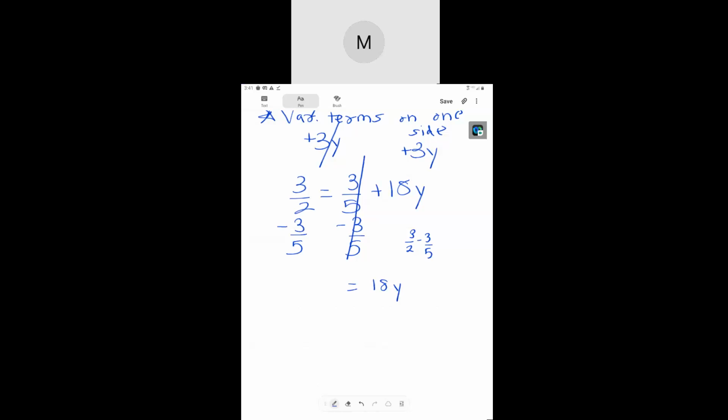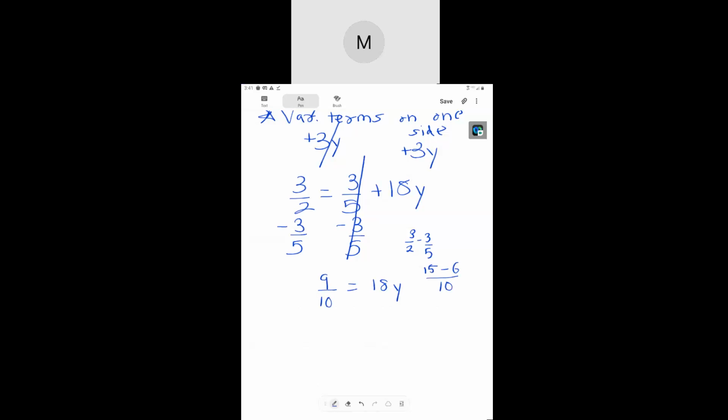So 3/2, if I multiply the numerator and the denominator by 5, I can also write it as 15/10 minus 6/10 for the 3/5. So I'm left with 9/10 here. And finally, I can say that 9/10 is equal to 18y.